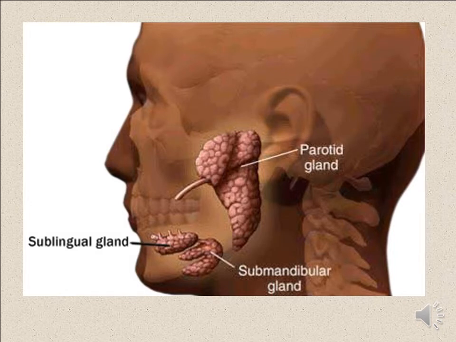This figure shows the position of each major salivary gland in the face. The first, in the periauricular region, is called the parotid gland. The second, beneath the mandible, is called the submandibular gland, and the third, within the floor of the mouth, is called the sublingual gland.